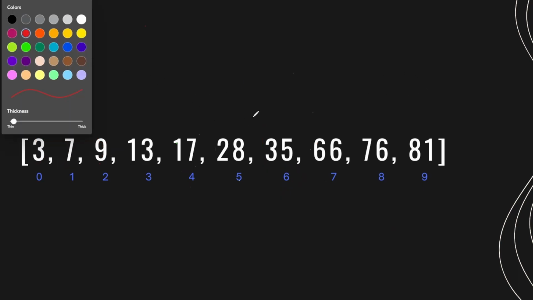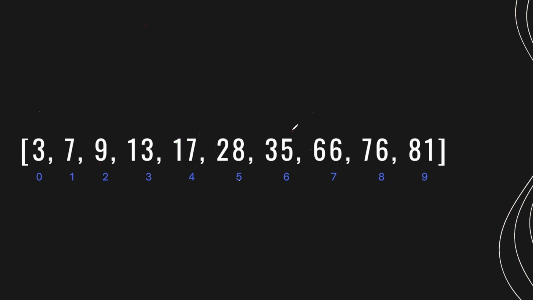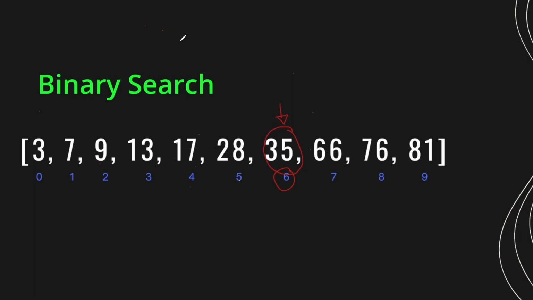Let's try a much more efficient approach, which I promise will be super duper easy and fun. It's called binary search. The first step to a binary search is finding the middle element. In this case, it is 17. And we compare this mid element to our target. Is the mid element our target?